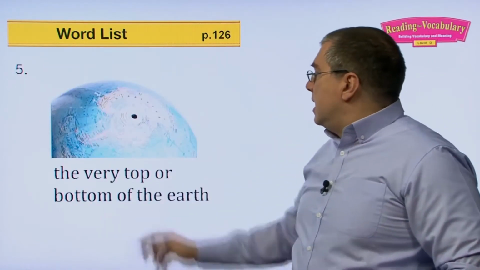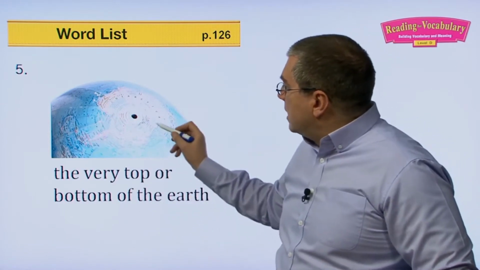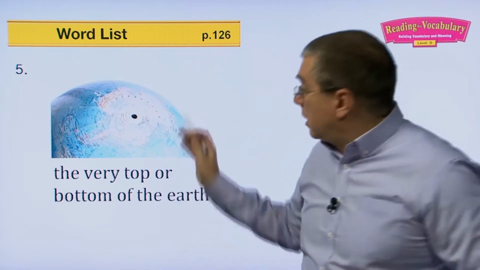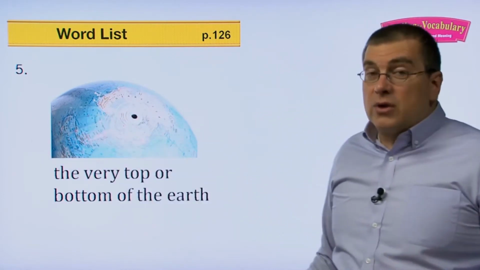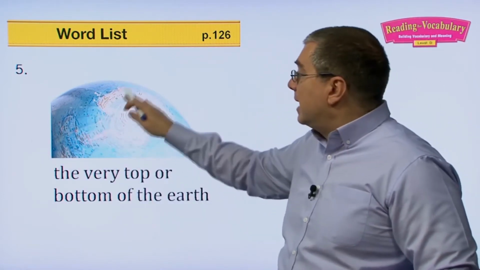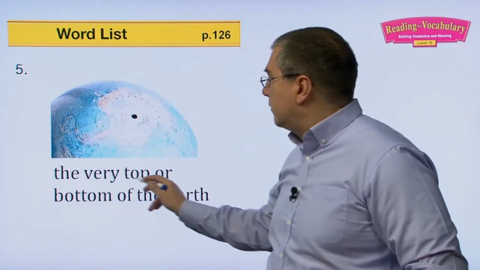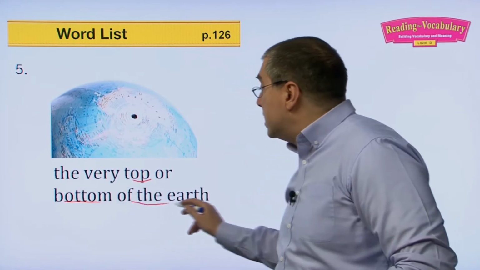Okay, number 5, the very top or bottom of the Earth. So here we're looking at Antarctica. And on the other side, of course, there's no land, right? Antarctica is a land mass. There's no land on the other side. But what we're talking about is the very top or bottom of the Earth.